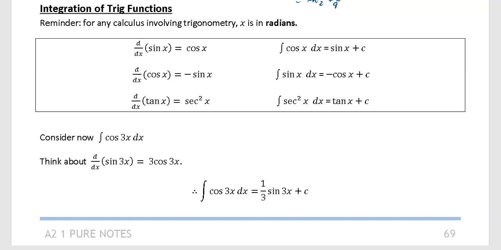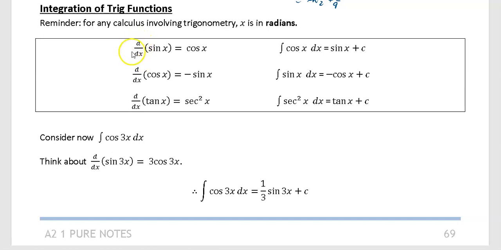In this video, we're going to look at integrating trig functions. Now, remember from our differentiation, when you're doing calculus, which is differentiation or integration, trig functions must be in radians before we get started. Okay, remember, integration is just a reverse process of differentiation.